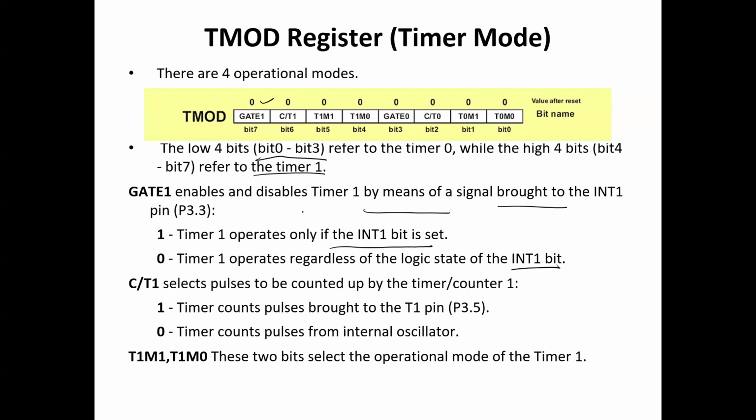Same thing, C/T1, that means this bit, selects the pulses to be counted up by timer 1. If it is 1, the timer counts pulses brought to the T1 pin. If it is 0, the timer counts pulses from the internal oscillator.